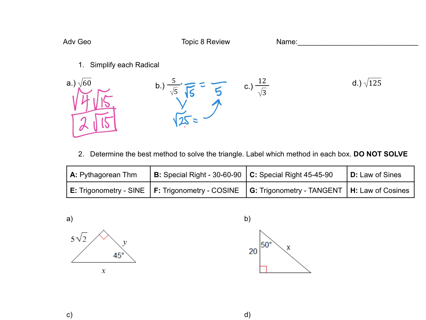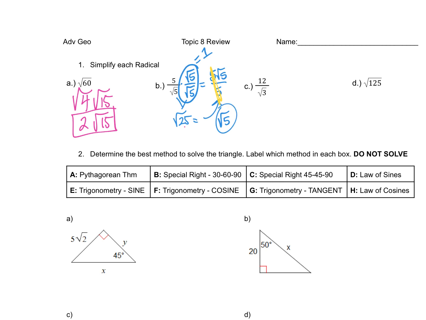If I multiply by radical 5 in the denominator, I have to multiply by radical 5 in the numerator, because that turns this entire fraction into 1. So 5 times radical 5 in the numerator is 5 radical 5, and then these cancel out, and I am left with just radical 5.